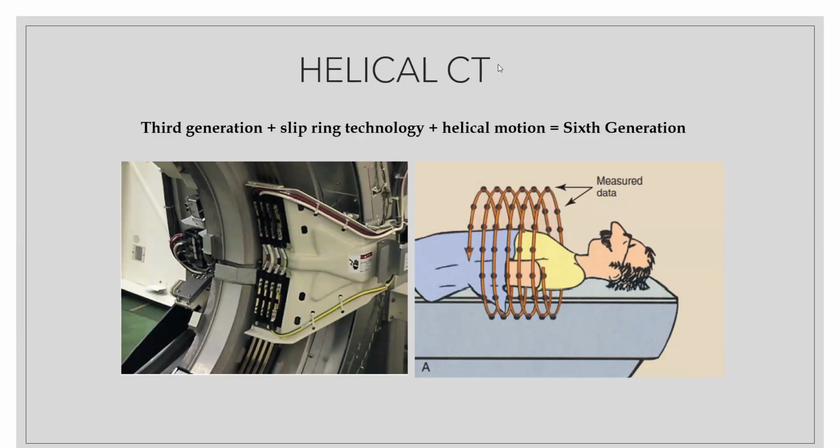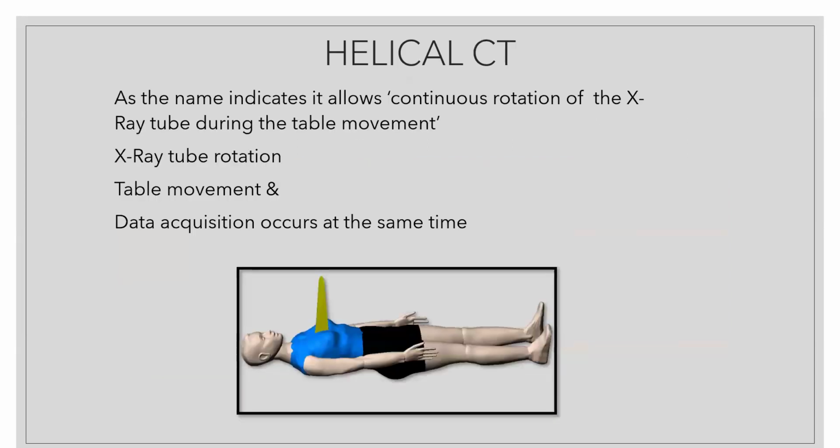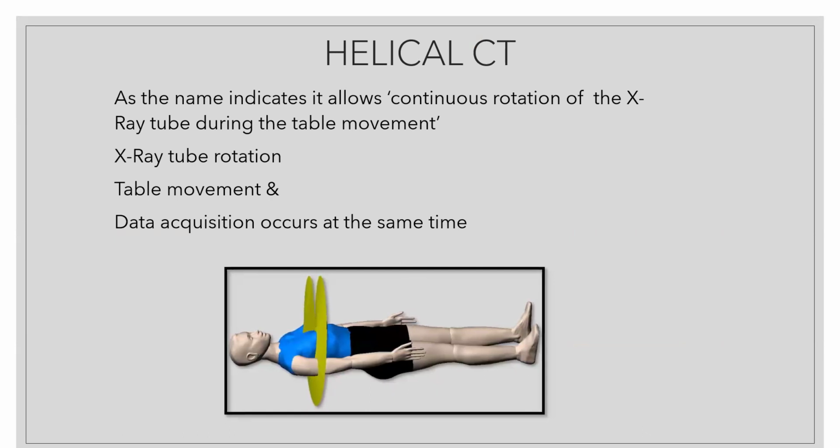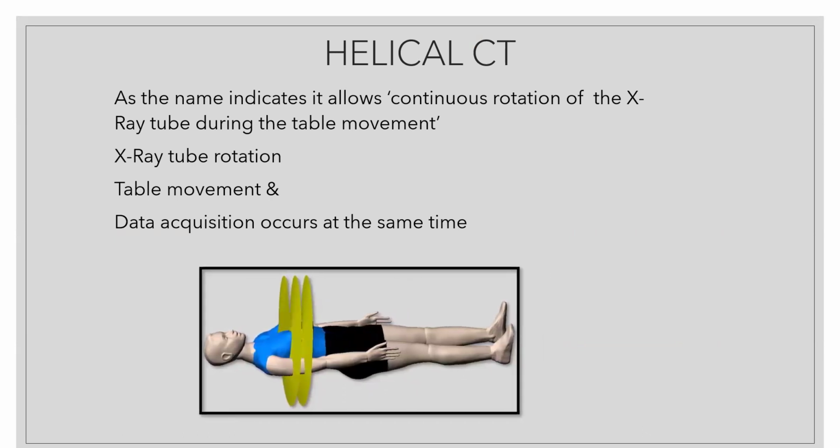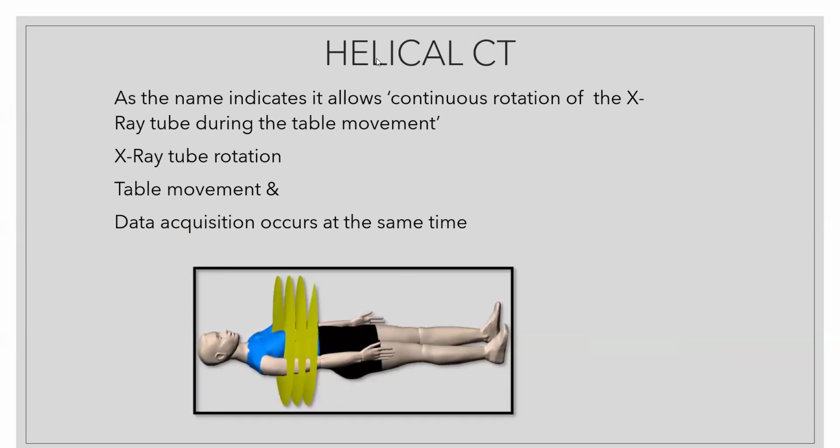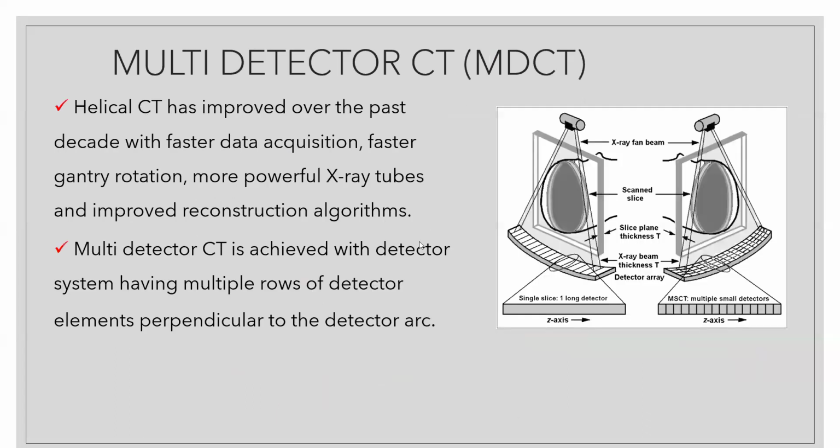Helical CT, also known as spiral CT. Here, the addition is the third generation slip ring technology and helical motion, which is known as sixth generation. Helical CT, previously I said, is also known as spiral CT. As the name itself indicates, there is a continuous rotation of the X-ray tube during the table movement. Here, the X-ray tube rotation happens, table movement happens, and data acquisition occurs at the same time.